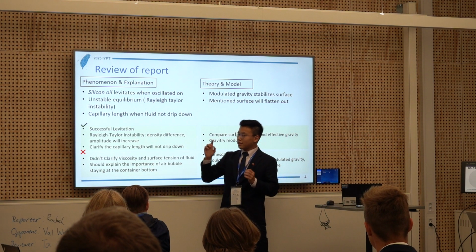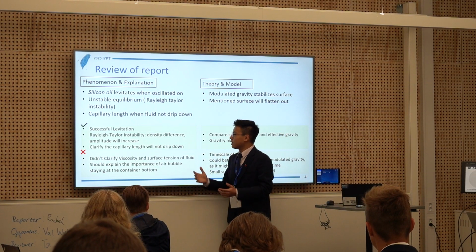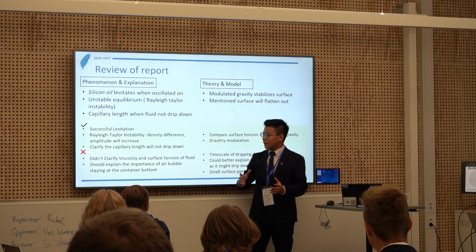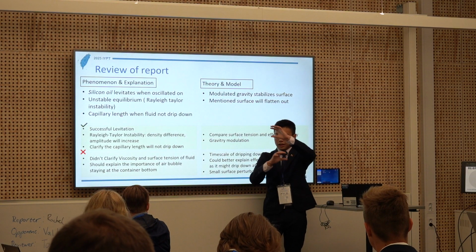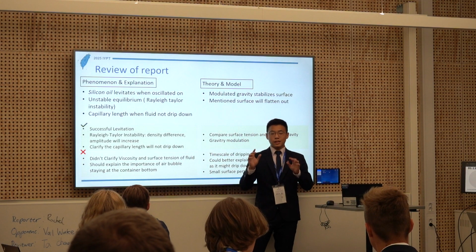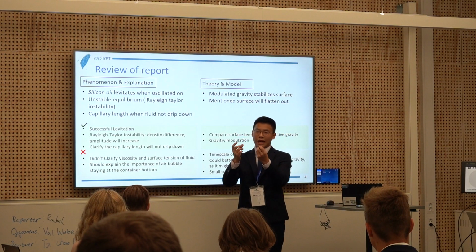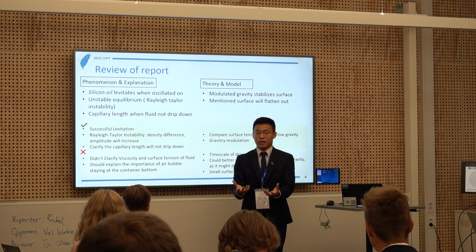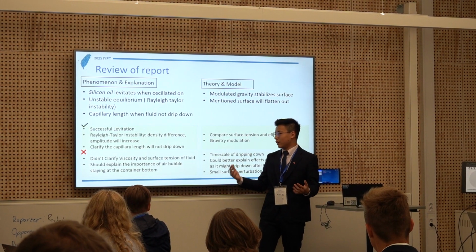First, she has a successful levitation, which I think is quite good because this experiment is quite hard. And also, she explained the concept of Rayleigh-Taylor instability, which is the main phenomenon causing the shift in the density of different fluids. And also clarified the capillary length will not drip down. This is when she discussed the limits, because when the container is too small, the fluid will levitate even if it's not oscillated, because the capillary force will always win over gravity.